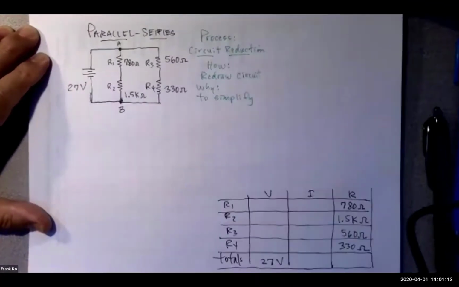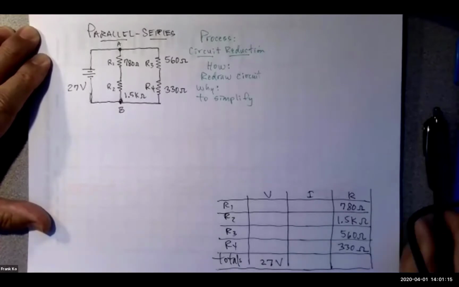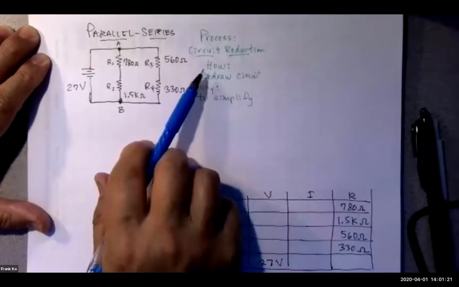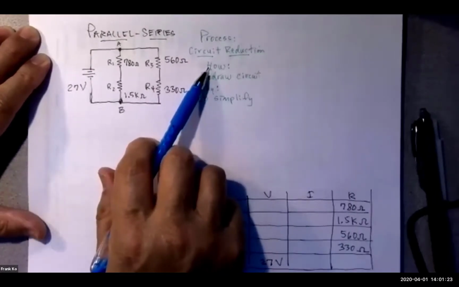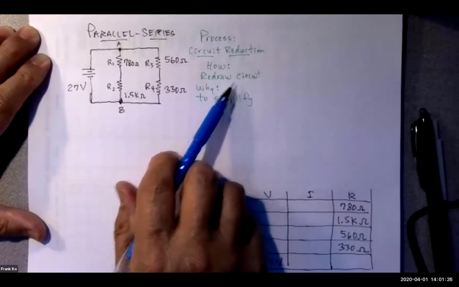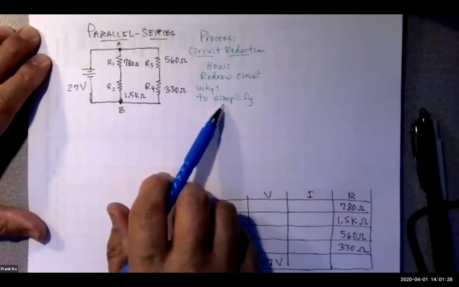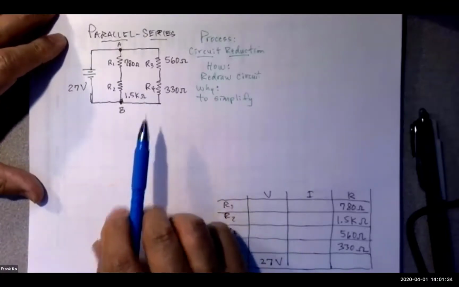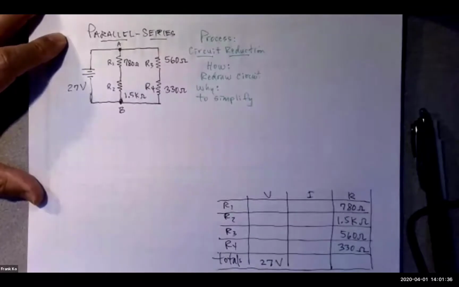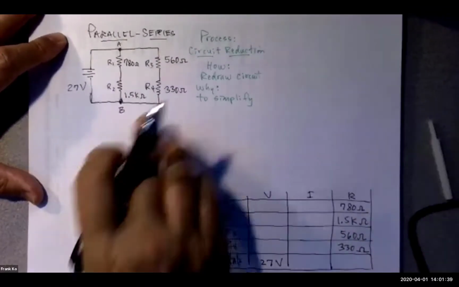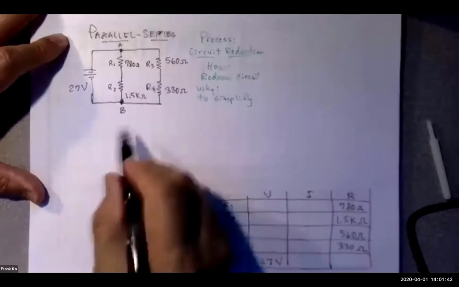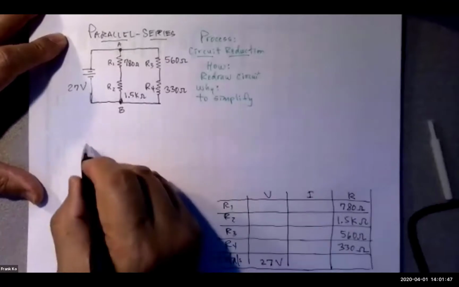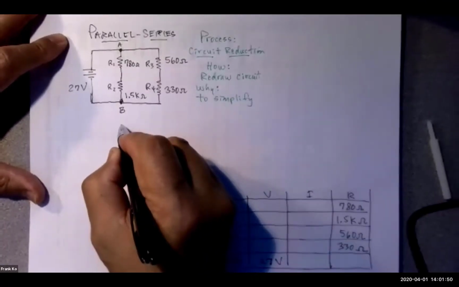So the process of analyzing what we have here can be described simply as circuit reduction. The how that we're going to implement is by redrawing the circuit. And why are we doing this is to simplify, because right now we happen to have 4 resistors. We have to simplify this to something a little more understandable. And so my recommendation is, since I have this drawn here, I'm going to redraw this. I can redraw it to the left, right, doesn't matter. Some of us find it very convenient to draw it directly underneath the original circuit.